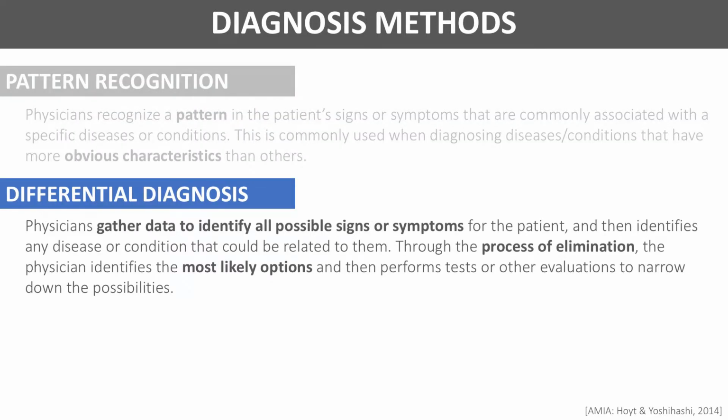Now, in other scenarios where the pattern is not so obvious, the physician will perform what is called differential diagnosis. This starts the same way, with the physician gathering as much data as possible about the patient's signs or symptoms, and then identifies or brainstorms any possible disease or condition that could be related to what she is seeing. Then, through the process of elimination, the physician identifies the most likely options in order to pick a test or other evaluation that can help to narrow down the possibilities.